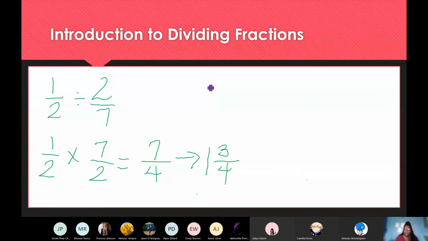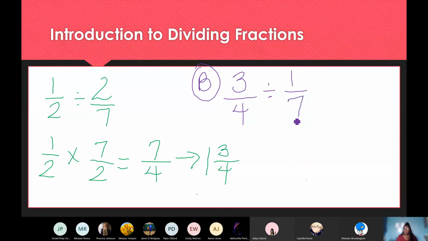Our second example for dividing fractions, example B, 3/4 divided by 1/7. Look at your steps that we just wrote down. What's my first thing I need to do here? Flip 1/7. Flip, yep.